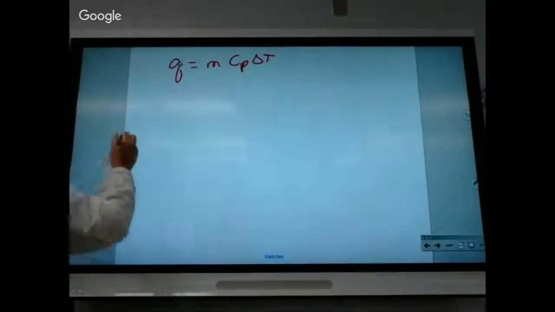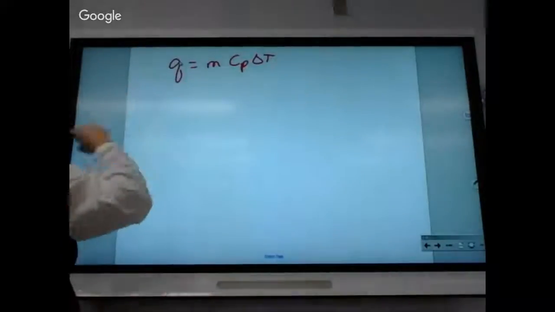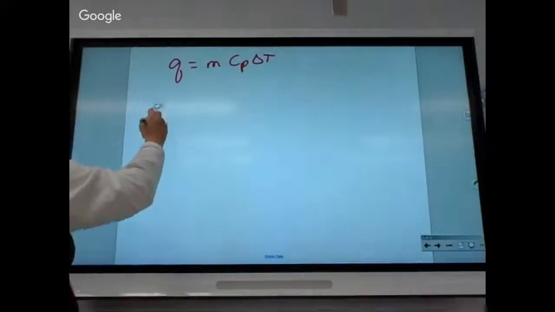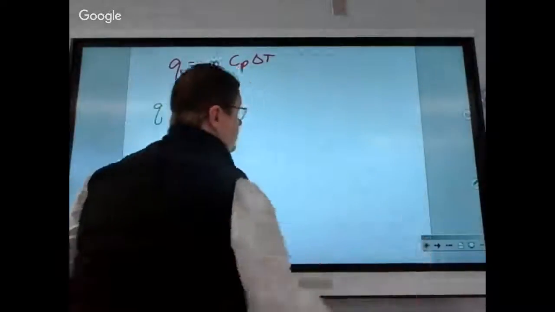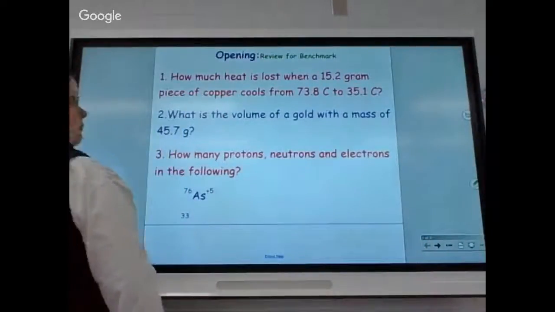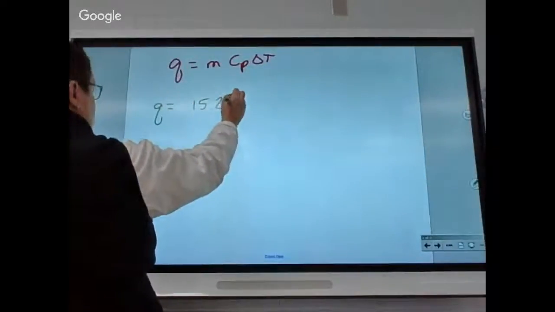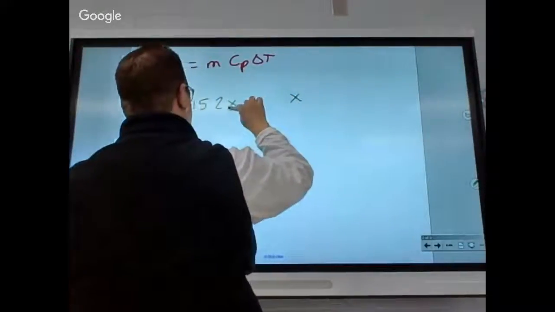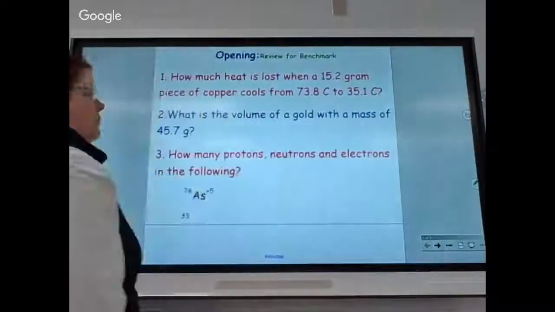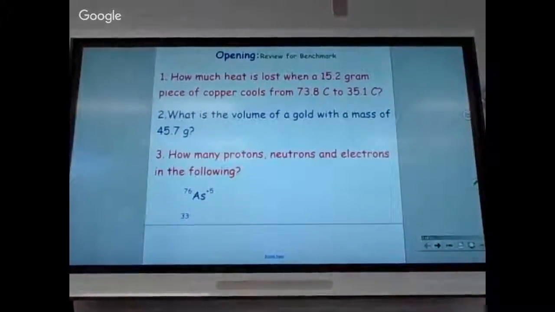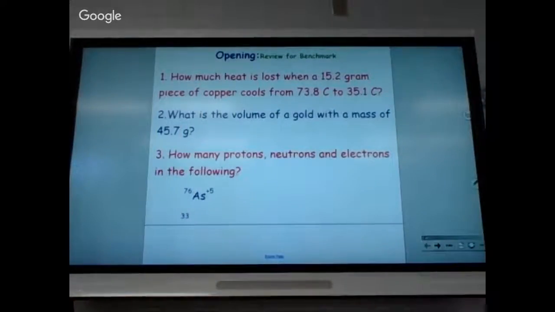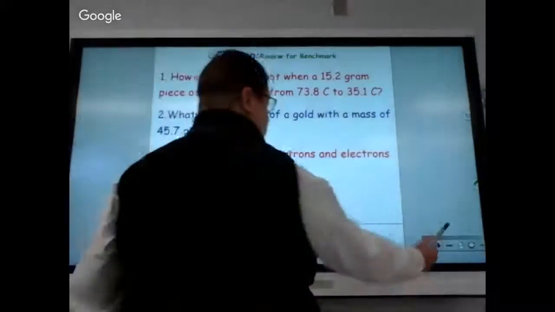All right, so since the question said calculate heat, which one are we solving for? Q. All right, so what's our mass they gave us? 15.2 grams. All right, what are we going to do with these other two numbers they gave us? What are those? Temperatures, and what do we do with them? Subtract them.